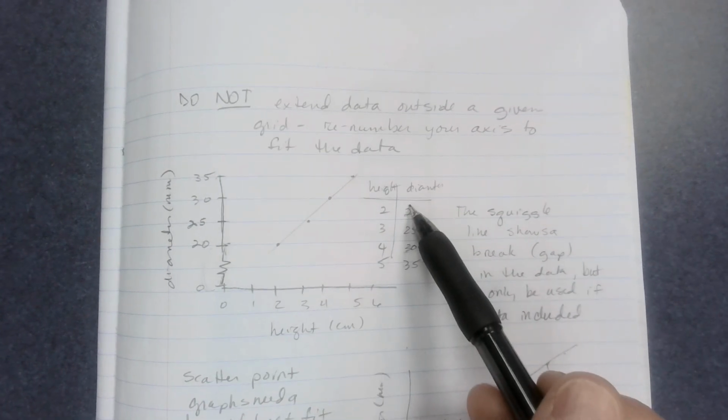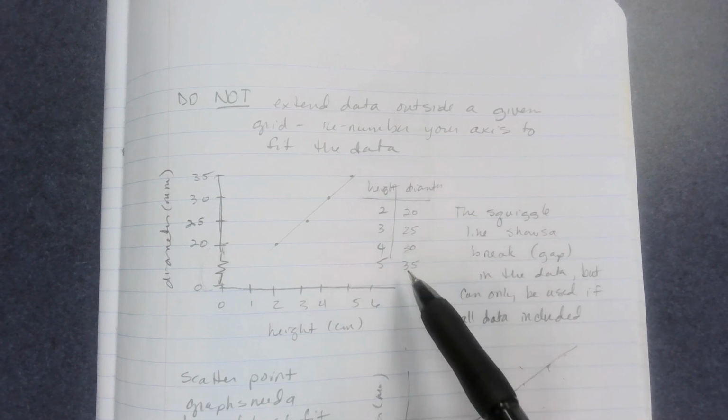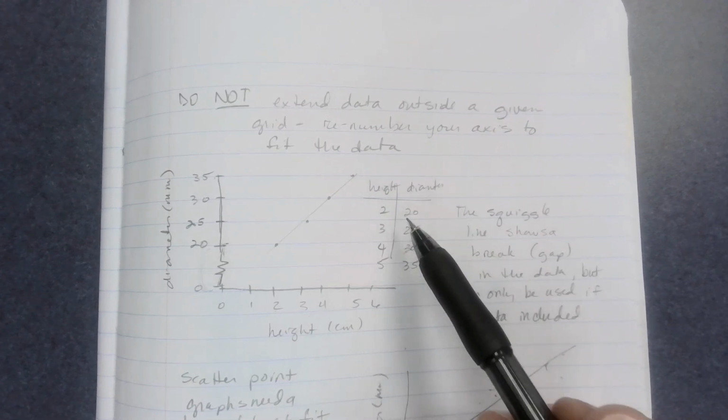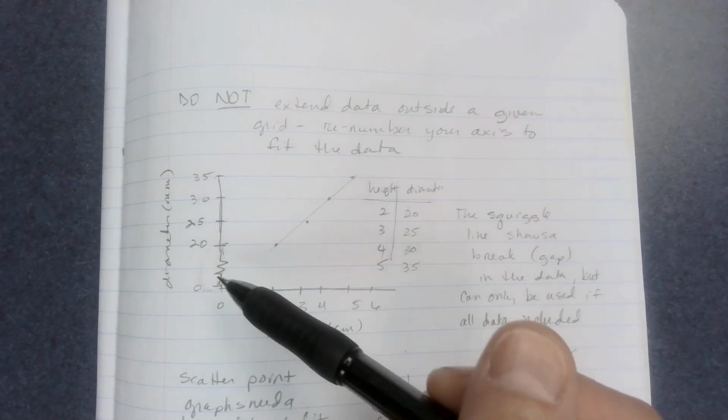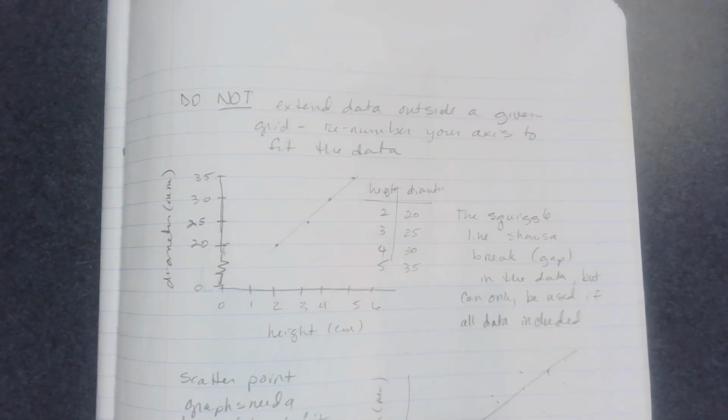If I had, let's say, 15 here, somewhere on here, if the height at 1 centimeter is 15 millimeters, then I can't do that. I have to be able to fit all of my data on the graph and have a consistent counting and a consistent spacing.